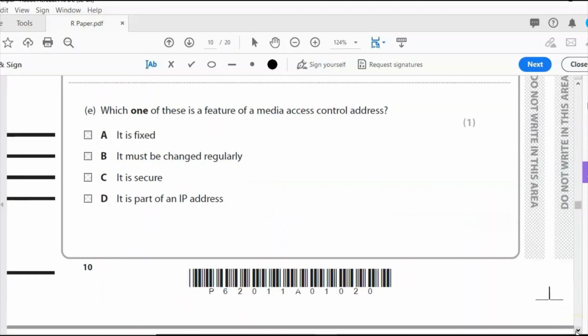So E, which one of these is a feature of the media access control or MAC address? It is, of course, fixed. A, it is fixed. It's not changed regularly. It's not secure, it's not part of the IP address. The only possible right answer there is that it's fixed.